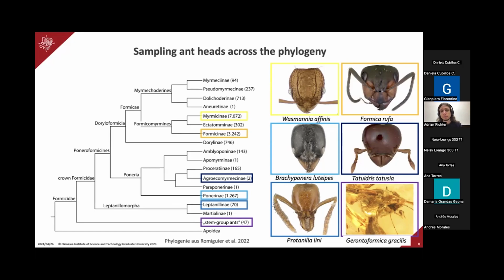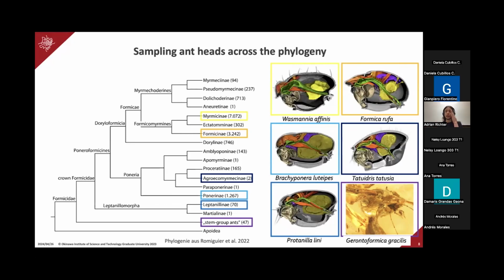Sorry. The main portion of the study was very detailed reconstructions of the full head anatomy of these 6 species of ants, which cover all of the major clades across the Formicidae. Here I did really detailed 3D reconstructions where I extracted basically the whole anatomy of the head. And you can see one very interesting specimen down here to the right, Gerontoformica. This is a fossil ant species from the stem group of ants.